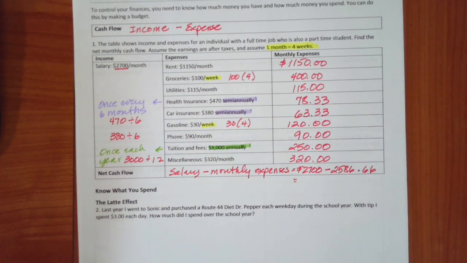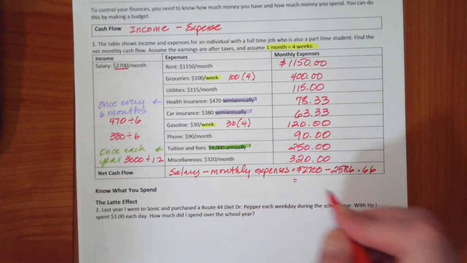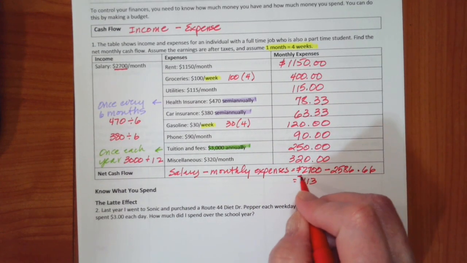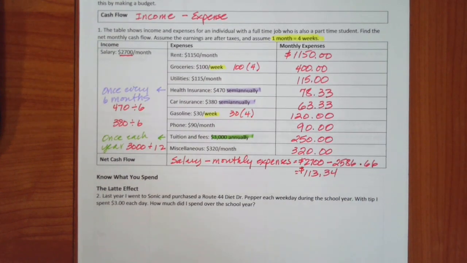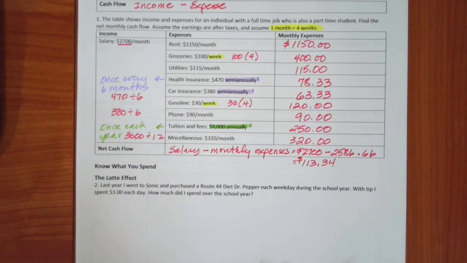So the net cash flow is $113.34. So this particular individual, without changing anything in their habits, still has $113 left over every month. Now that could be for emergencies, it could go into savings, whatever.